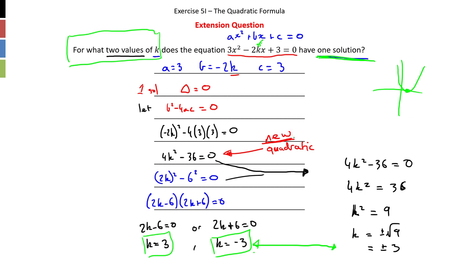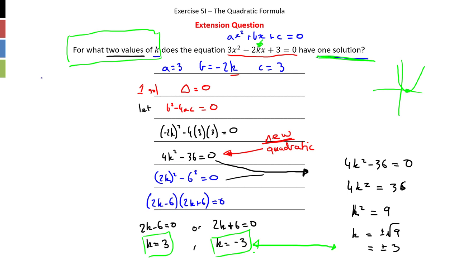Now, this is a pretty advanced thing. You'll cover a lot more of it in Year 11 methods, but it was just a little intro to it using the discriminant of the quadratic. That is it for exercise 5A, and that is it for chapter 5.